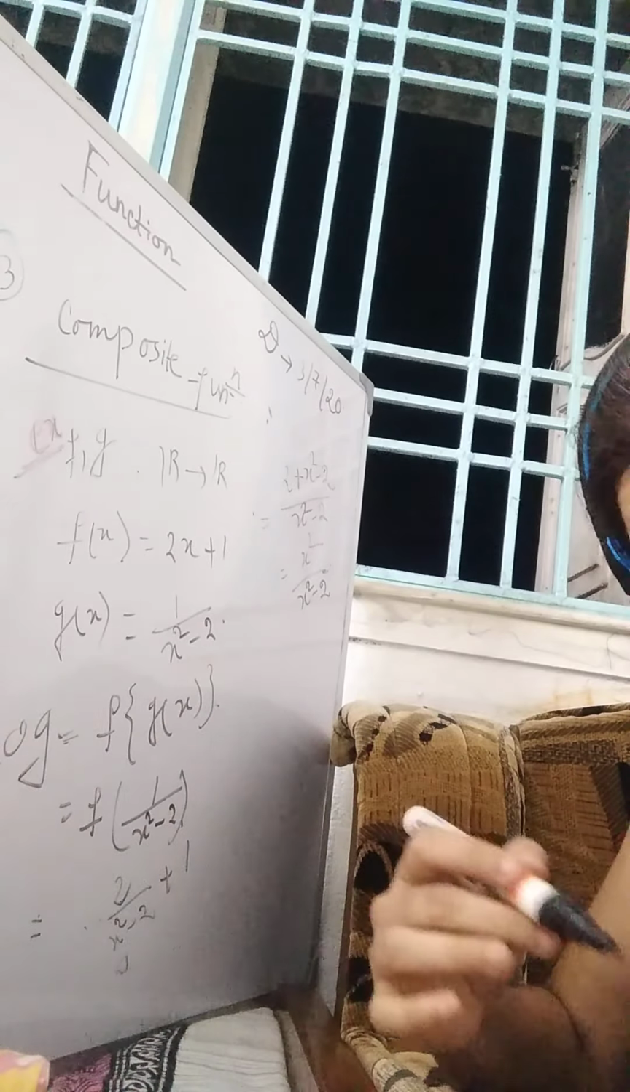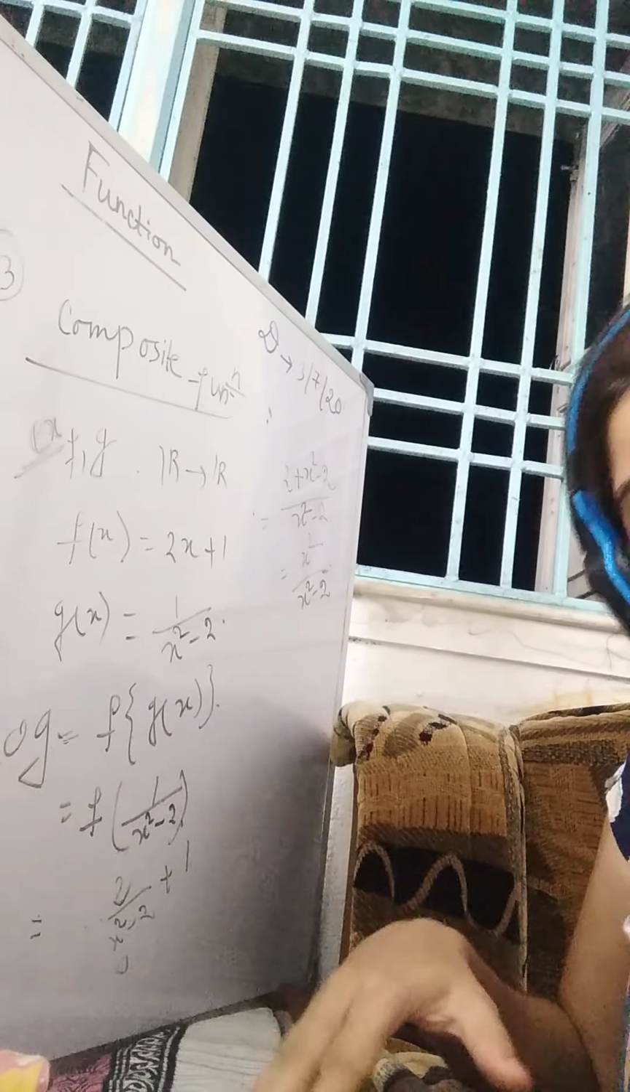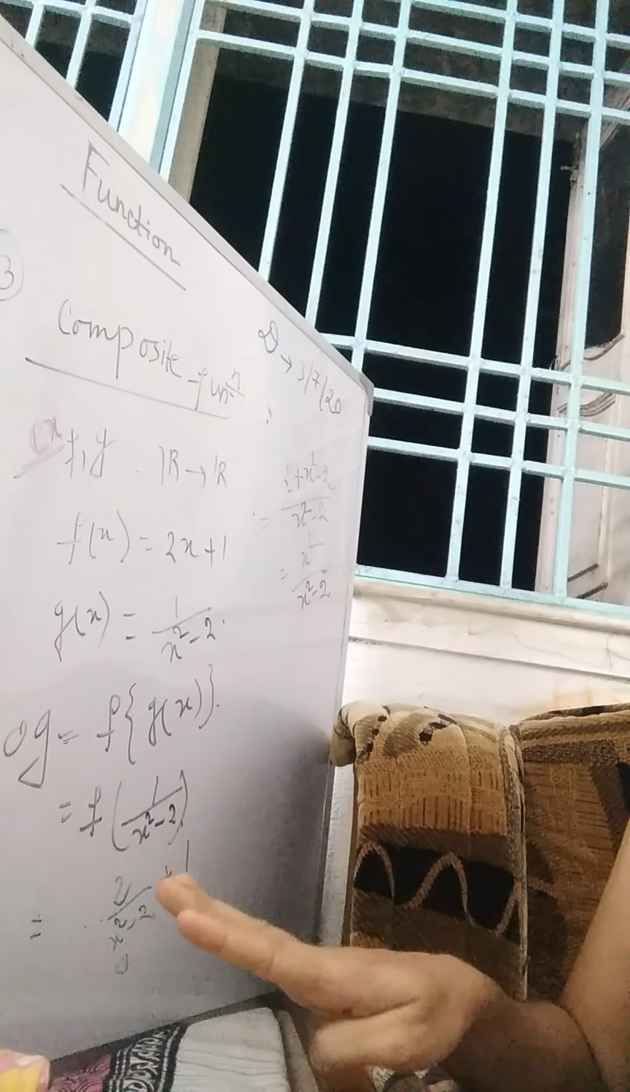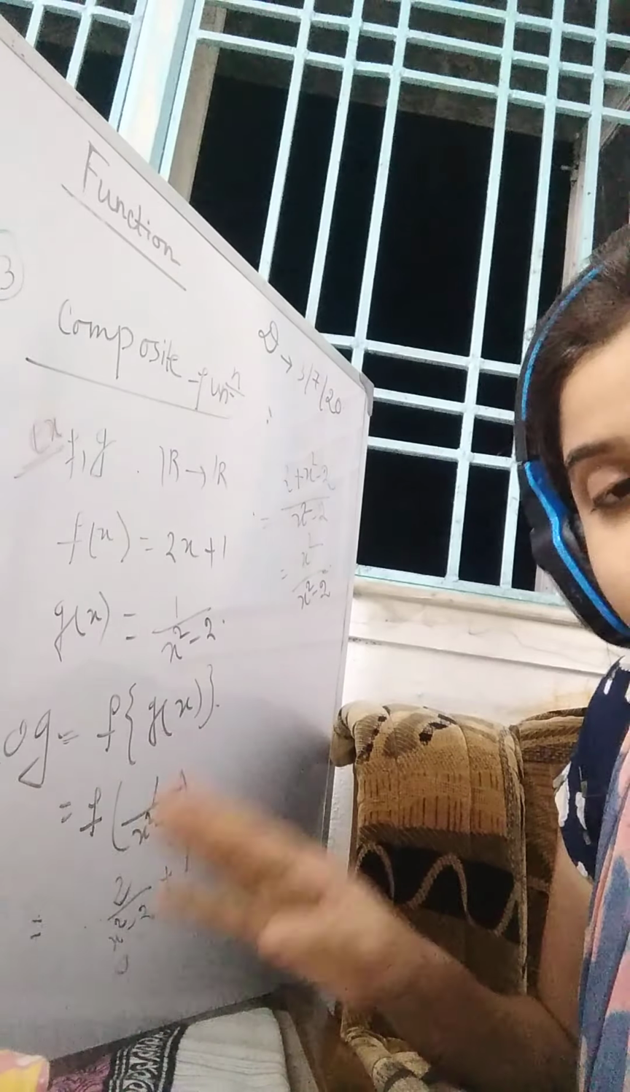This is the composite function. You have to find both f naught g and g naught f. You can also distinguish that for composite functions, f naught g is not equal to g naught f.